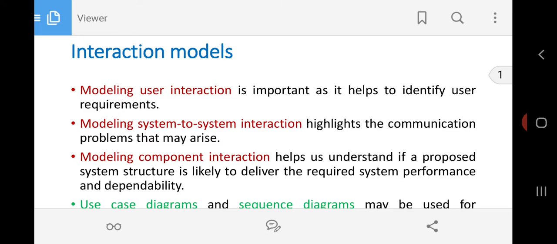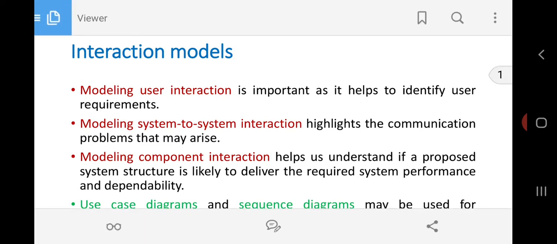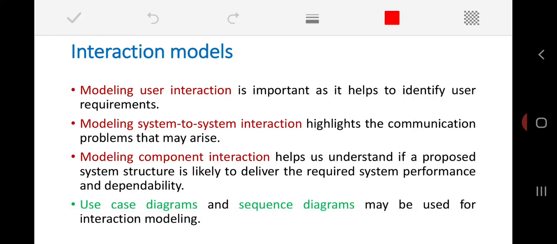Then another point regarding the interaction model. In this kind of interaction modeling, system to system interactions are going to highlight the communication problems that may arise. Normally when you are representing the interaction between system to system, it will be helpful for you to identify what problems are supposed to arise in future for the system that you are going to develop. So that is another advantage.